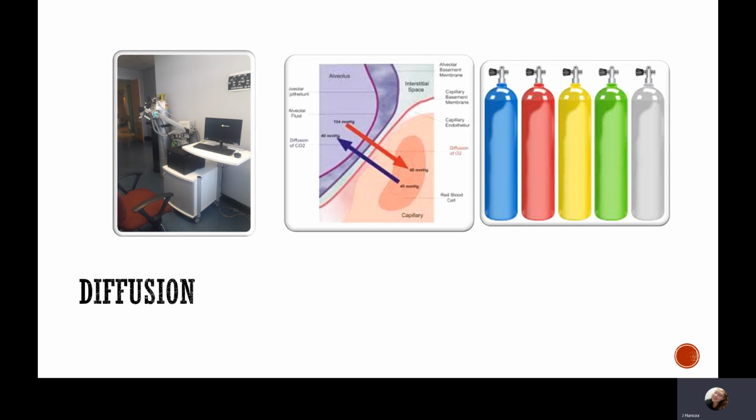It needs to be about 80% or more for it to be normal. Restrictive diseases tend to decrease diffusion capacity, so things like fibrosis or pulmonary edema as well will result in a decreased diffusing capacity.